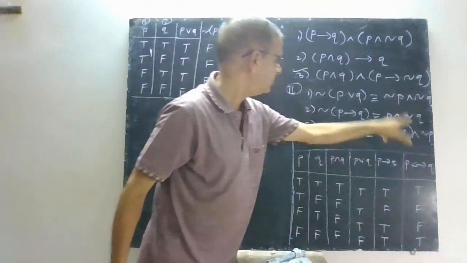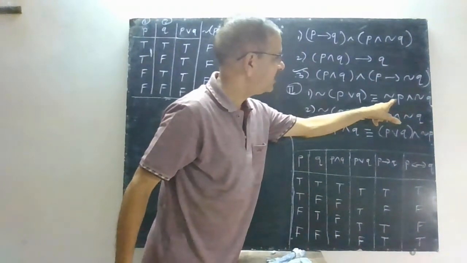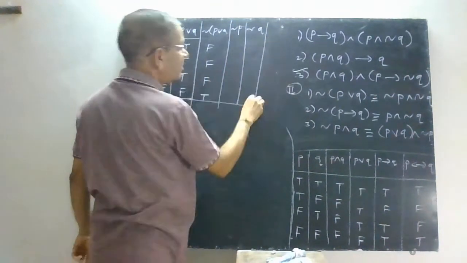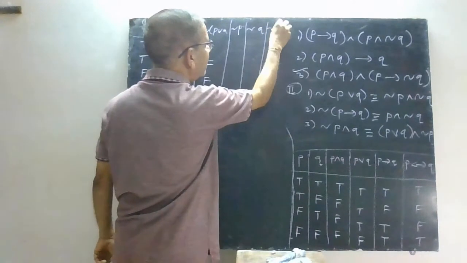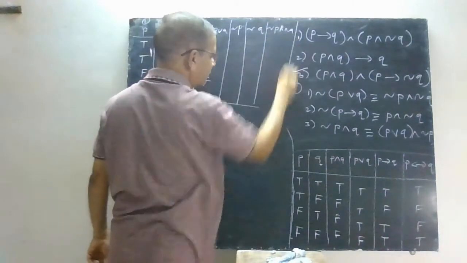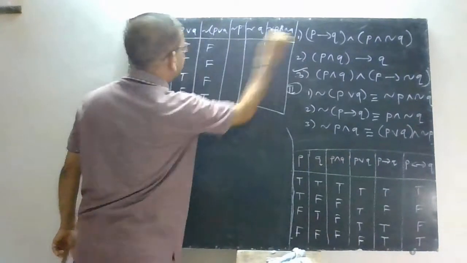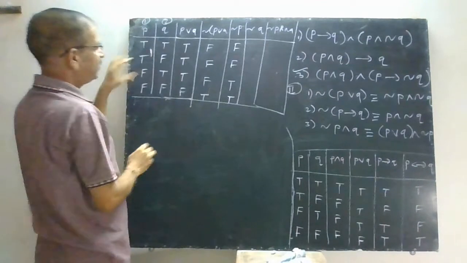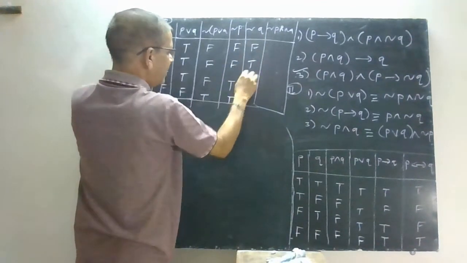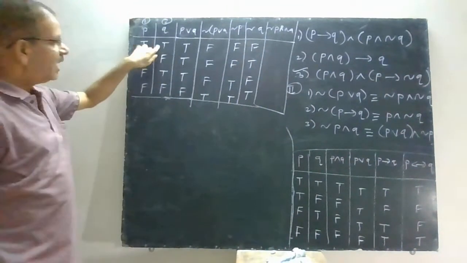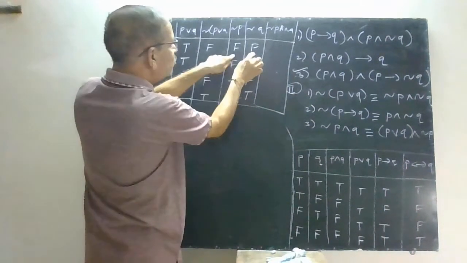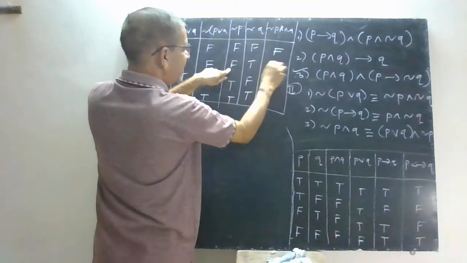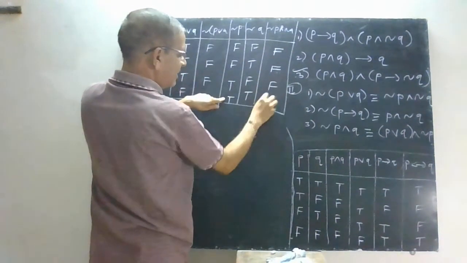For this one you have to prepare both columns, negation P and negation Q, and then negation P and negation Q. Negation of P is F, F, T, T. Negation of Q is F, T, F, T. Then the AND of these two columns: F and F is F, F and T is F, T and F is F, and T and T is T.